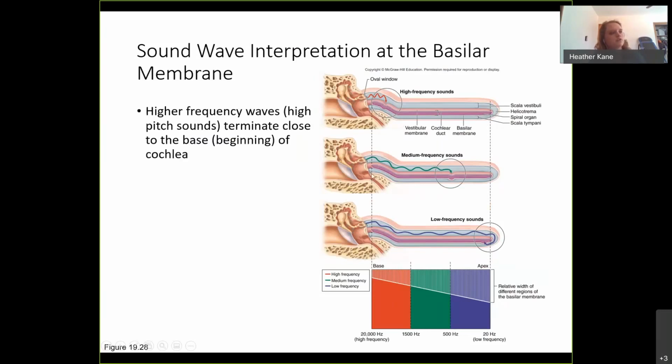If an individual has really, really low frequency, this is a really deep voice, this is going to move further along, and perhaps it's going to end further within that cochlea. Remember, this is that cochlea. This is going to be that cochlea that's unrolled. And again, it's going to be that seashell shape.